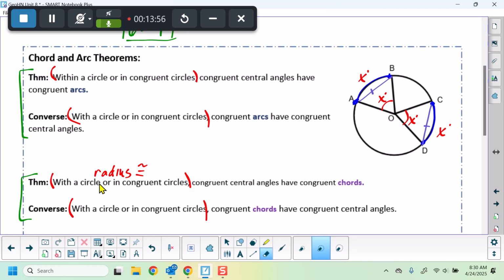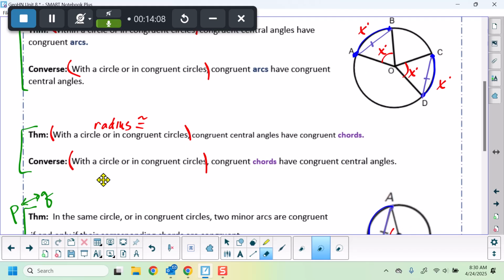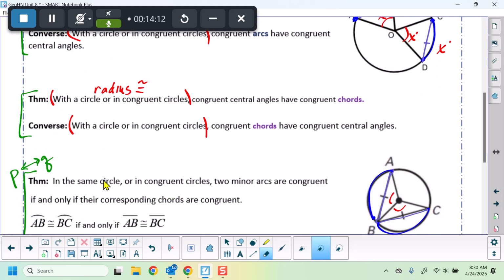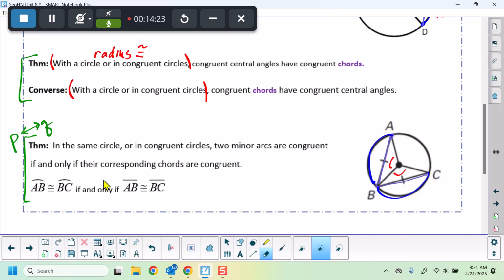A and B are those values that define both the angle and the arc, and they create line segments. We call that the intercepted arc. So they're all going to be congruent. And this page says it four different ways. Two minor arcs are congruent if and only if their corresponding chords are congruent. So we go from angles to arcs to chords.